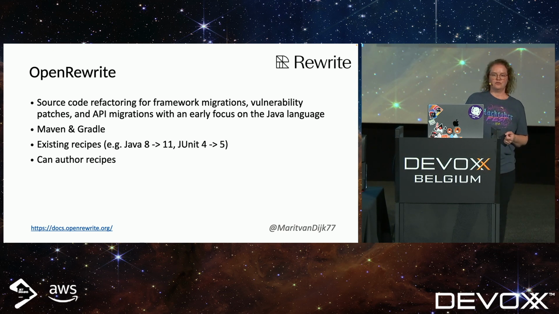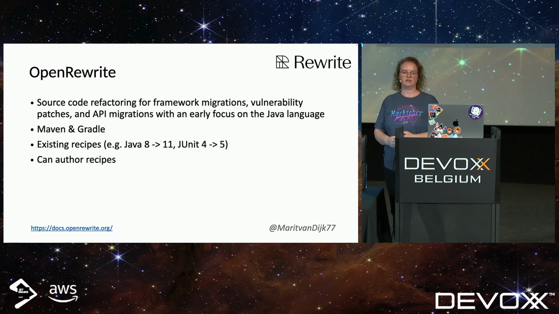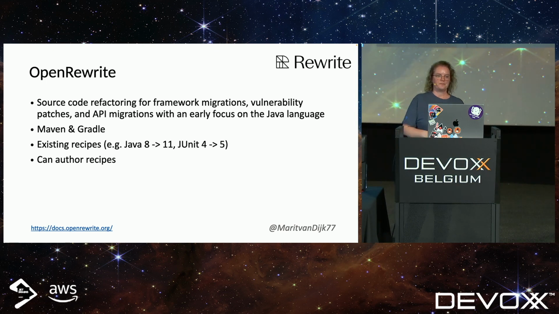Another migration tool is OpenRewrite. I don't know if anybody was here on Monday, because Tim te Beek did a talk on Monday on OpenRewrite. I'll have a link to that in the next slide. So OpenRewrite is a source code refactoring tool for framework migrations, vulnerability patches, and API migrations, and it focuses on Java for now. They are planning to also include Kotlin in the future.